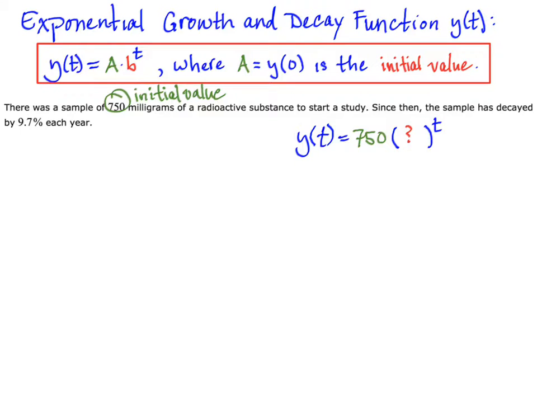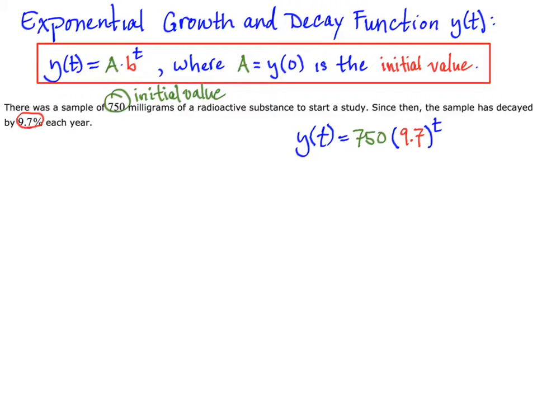So let's look back at the description, and there's another number we haven't used yet. That's 9.7%. So you might think, well, let's just put 9.7 in there. And so maybe the quantity is 750 times 9.7 raised to the t. But if you test it out, let's say after 1 year, t equals 1, how much of the substance would you have? So 9.7 to the 1 is 9.7.